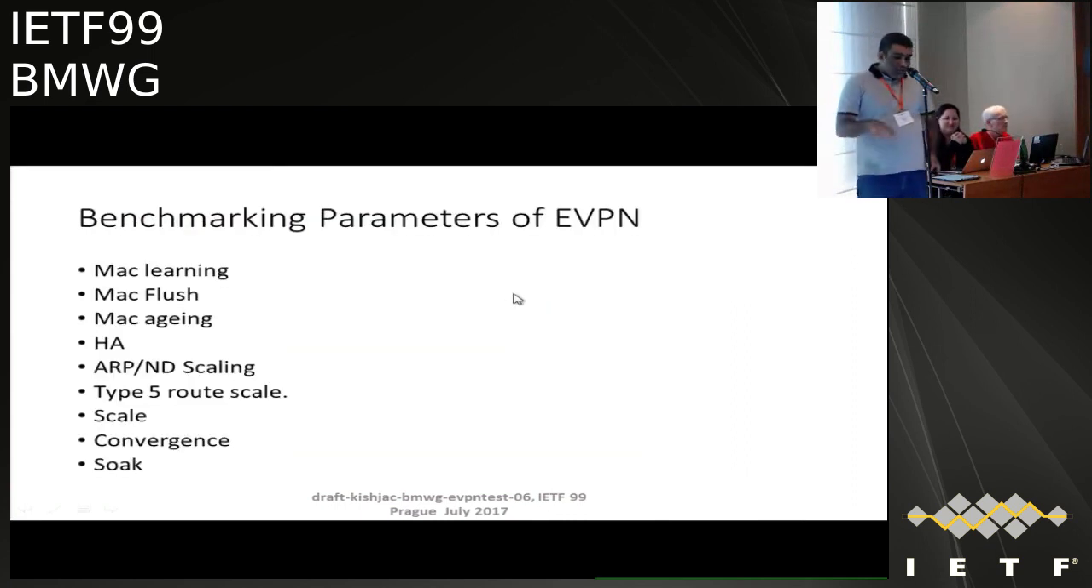Yeah. Thank you. So these are the parameters which we defined. These are the parameters for the basic EVPN. The RFC covers MAC learning, MAC flush, MAC aging, and high availability. Then ARP and ND scaling, because there's a MAC plus IP concept in RFC 7623, the EVPN. Then the latest addition, type 5 route scale, convergence, and the usual test we do, which is a soak test.